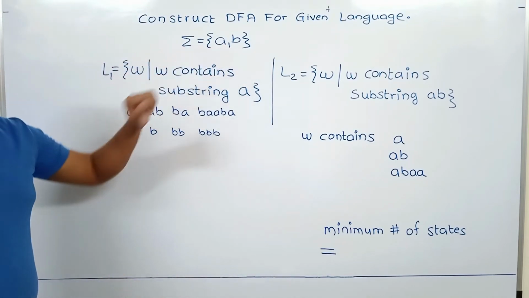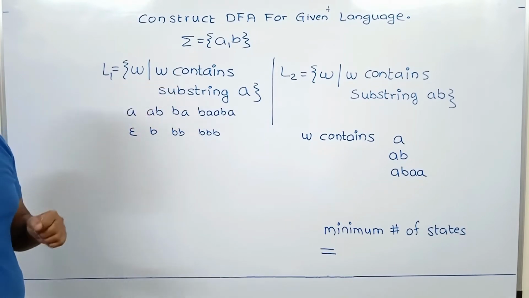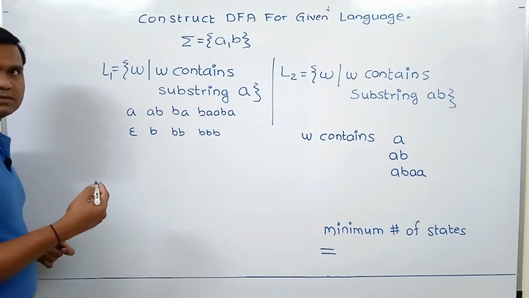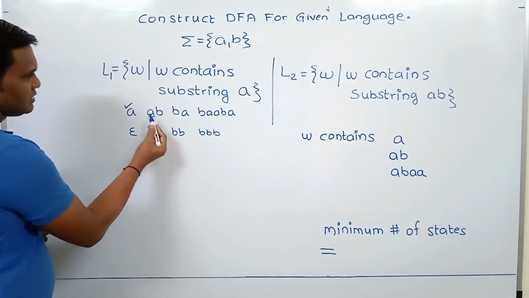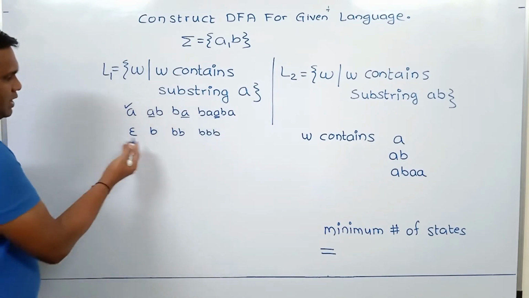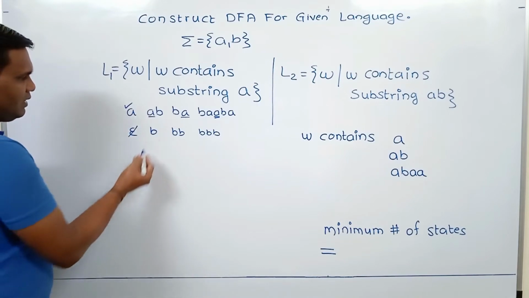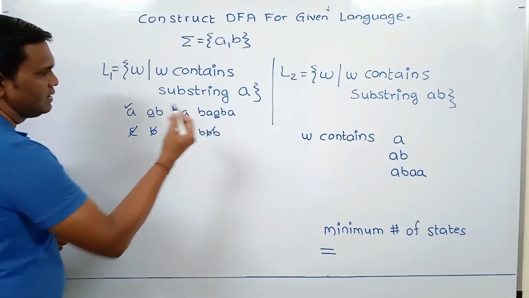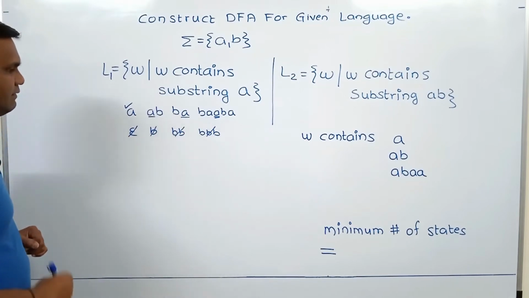Alphabet contains A and B, and language L1 is W such that W contains substring A. Now if we consider simply string A, it contains substring A, it is part of the language. Here also we have substring A, here we have substring A, here also we have substring A. But string epsilon does not have substring A, it is not part of the language. For B, B power 2, B power 3, they do not have substring A and they are not part of the language. So let's design the DFA.